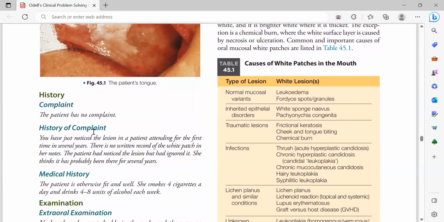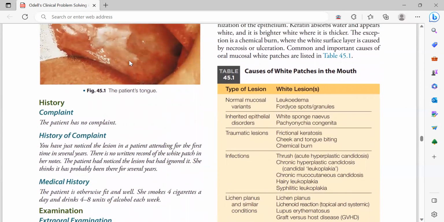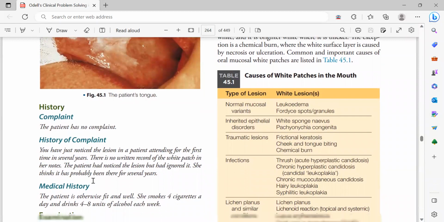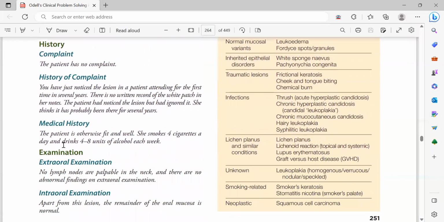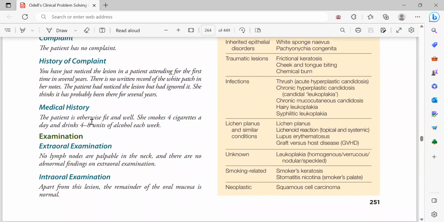What is the history of complaint? You have just noticed the lesion in a patient attending for the first time in several years. There is no written record of this white patch in her notes, and the patient had noticed the lesion but ignored it. She said that because it was not giving her any symptom, she just ignored it. She thinks it has probably been there for several years. Then, what is the medical history? She is fit and well. She smokes 4 cigarettes a day and drinks 4 to 8 units of alcohol each week.